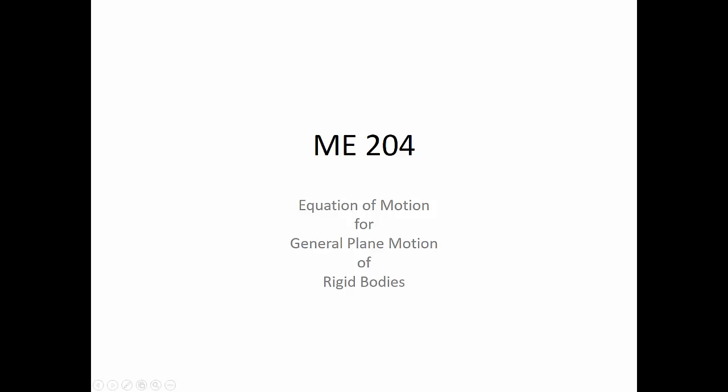ME 204, Equation of Motion for General Plane Motion of Rigid Bodies. So far, we've looked at what happens when a body translates. For example, if we've got this rod and it moves in a circular path, like this, the object is translating along that circular path, and we can denote the accelerations with a tangential acceleration and a normal acceleration.